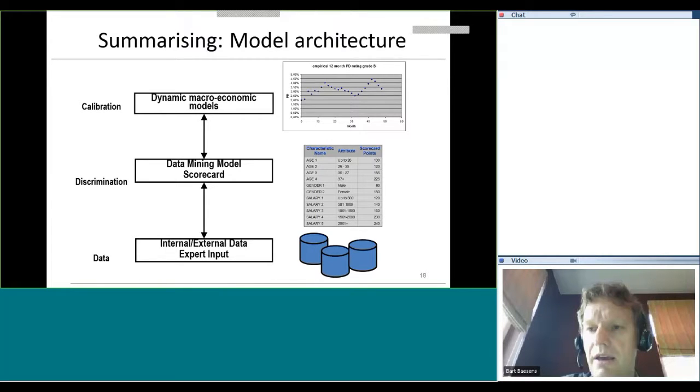Here you can see our model architecture revisited once again. So remember, at level 0, we had the data. Level 1, we had discrimination. And what Basel II and Basel III brought along was level 2, which is the calibration. Calibration means that we're going to come up with well-calibrated probabilities of default, whereby those probabilities of default are going to be carefully calibrated by introducing the macroeconomy, the effects of GDP, inflation, unemployment into our credit risk models. This is a very big challenge, if you ask me, in credit risk modeling.